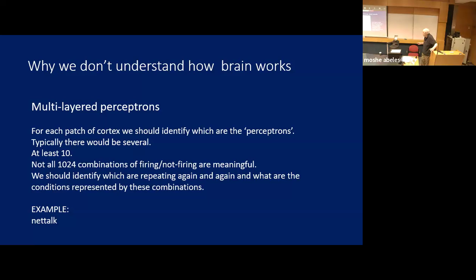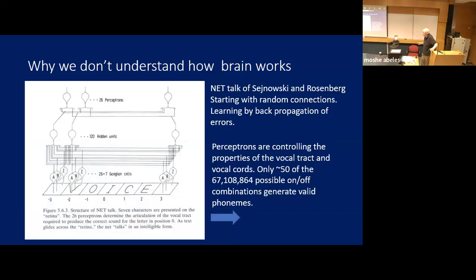I want to give an example from the simulation of a network called NetTalk. NetTalk was developed by Sejnowski and Rosenberg, and it looks like this. The intermediate layer looks at 7 characters. It tries to generate the vocal tract properties that generate the phoneme of the central one. So here, the I. There are 120 units in the intermediate layer.